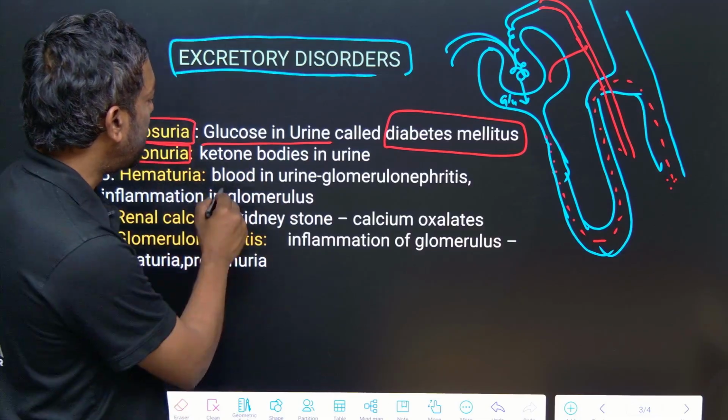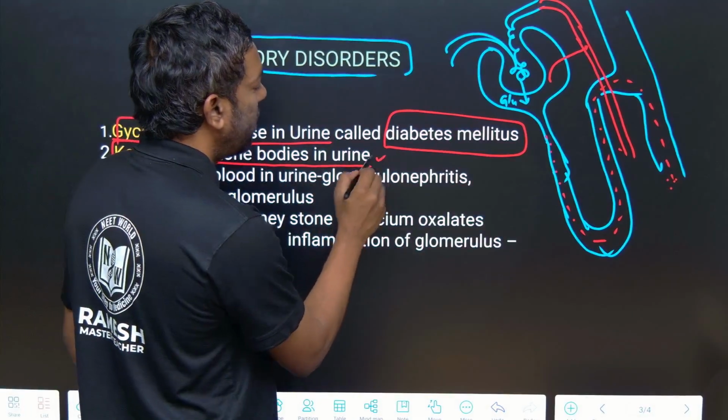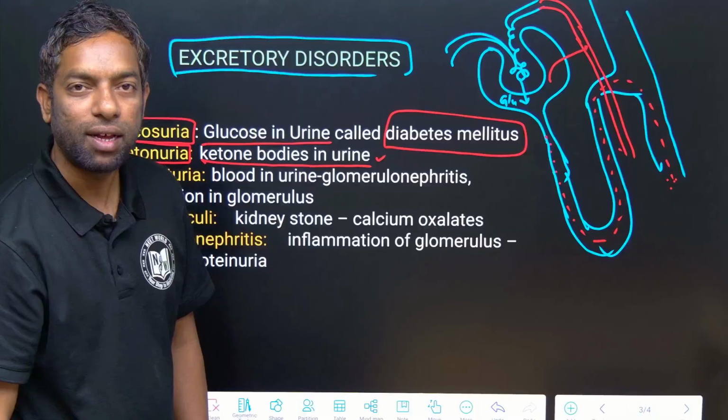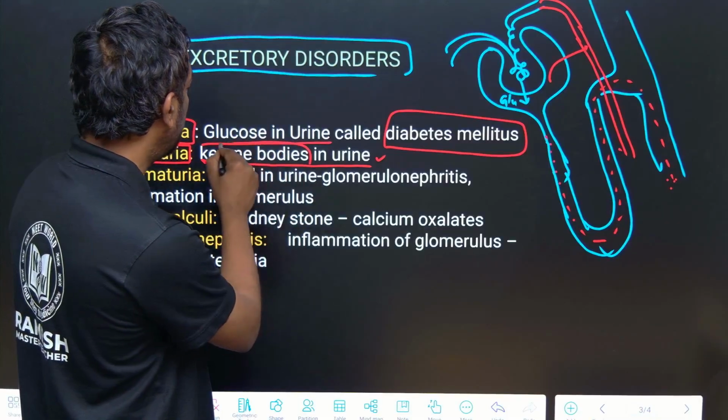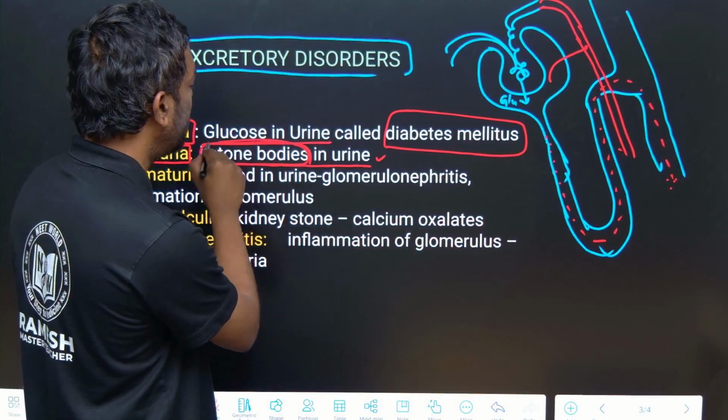Ketone bodies presence in the urine. Actually, what are the ketone bodies?